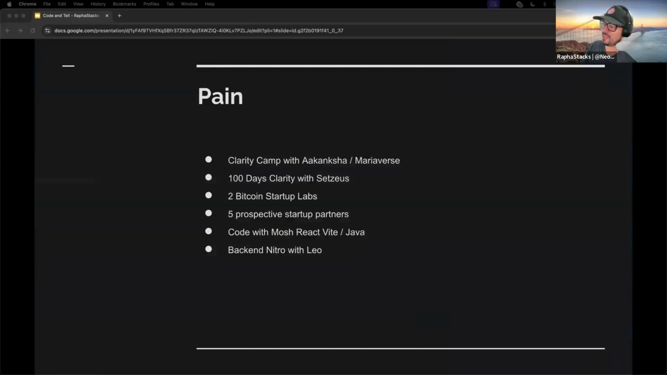Yeah, it was hard. Clarity Camp was really hard for me. Today, it feels really simple, but at the time, it was hard because it's designed more for developers themselves. And the mentors there were wonderful, Akansha and Maria Verse. So I completed that.